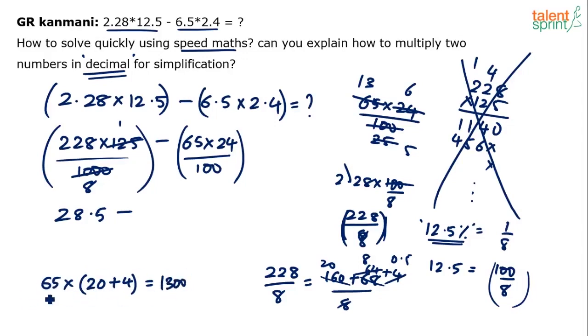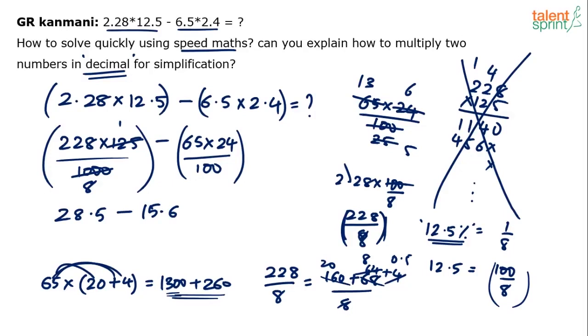Mental calculation. Let me repeat. It is a mental calculation, right? 65 into 2 is 130, so into 20 will be 1300. Plus, in between, 65 into 4. 65 into 2 is 130, so 65 into 4 will be 260. Right? 1300 plus 260, 1560. 1560 divided by 100 will be 15.6.